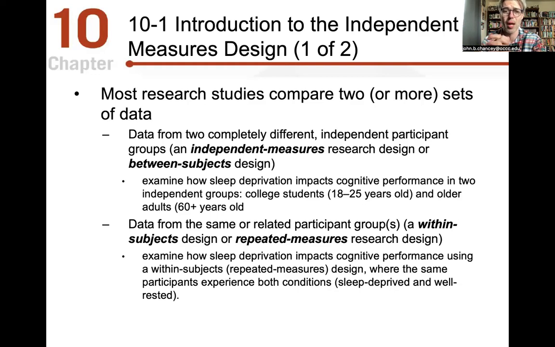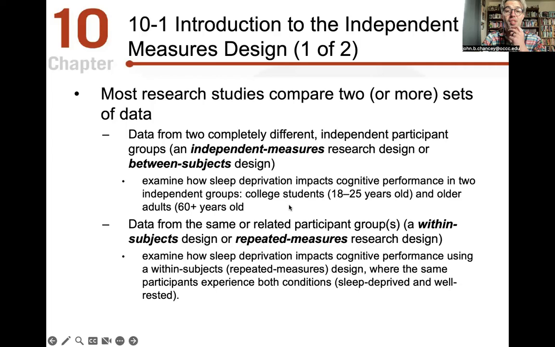So an example of this might be sleep deprivation. How does that impact cognitive performance? And you have two independent groups. So you might be comparing college students who range from the ages 18 to 25 and older adults who maybe are 60 and up. So their observations are independent of each other. When they both are completing maybe cognitive performance assessments, an 18-year-old taking their assessment has no impact on a 60-year-old taking that same assessment and vice versa. And then we can compare the results.